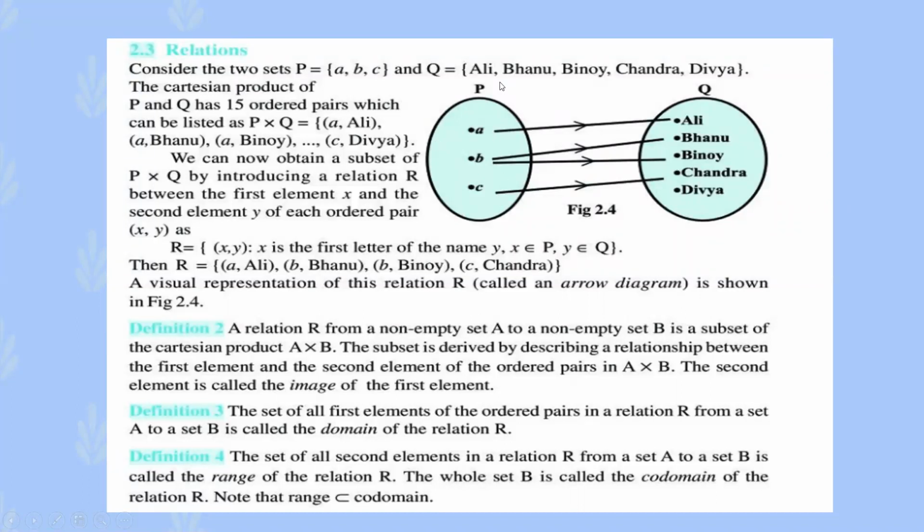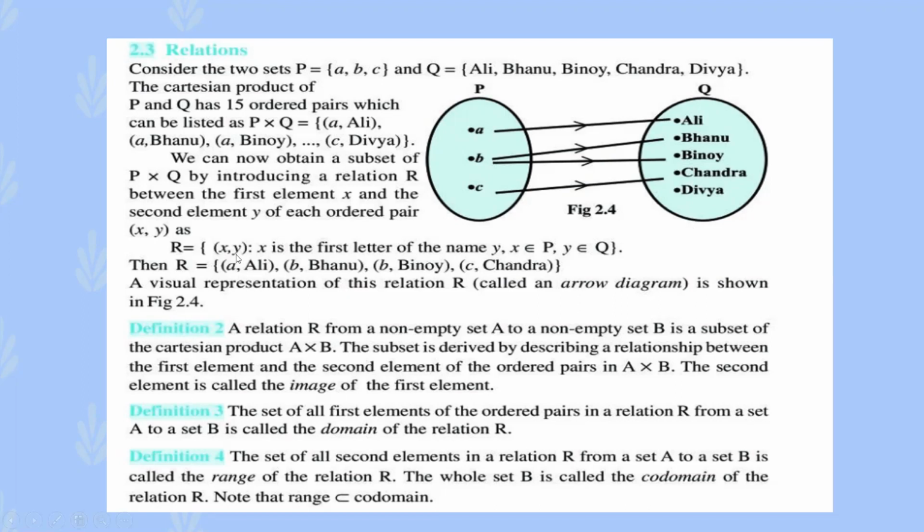This is a P set having A, B, C, and this is Q set having Ali, Bhanu, Binoy, Chandra, Divya. The names are there, and they had made ordered pairs from this P to Q. That is, P cross Q they had made, in which these pairs were made: A Ali, A Bhanu, A Binoy, C Divya, and many other things. All the ordered pairs we can easily make. Since there were 3 elements here and 5 there, it will be 3 into 5, 15 pairs.